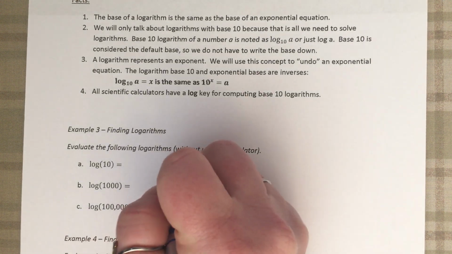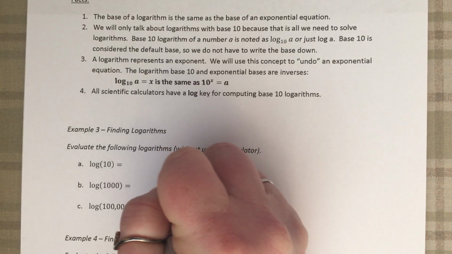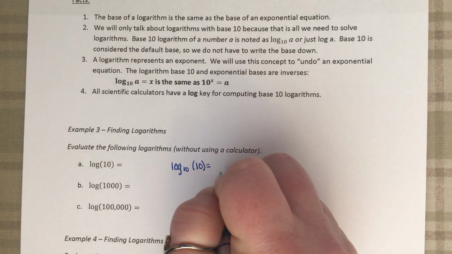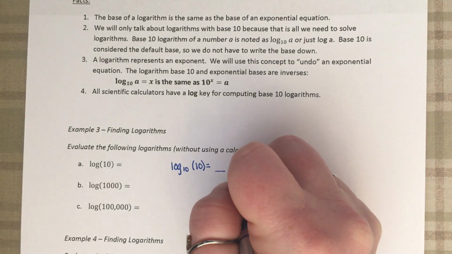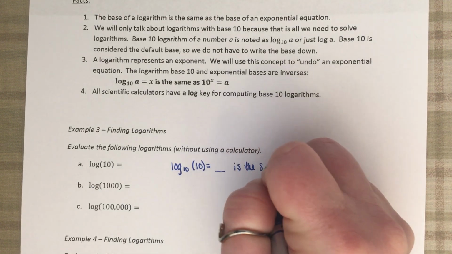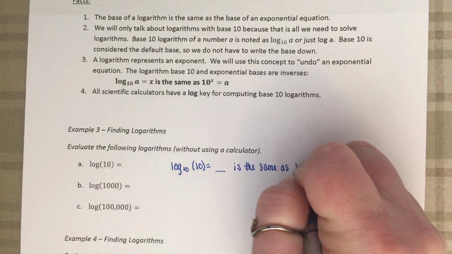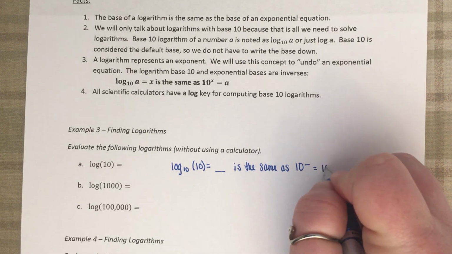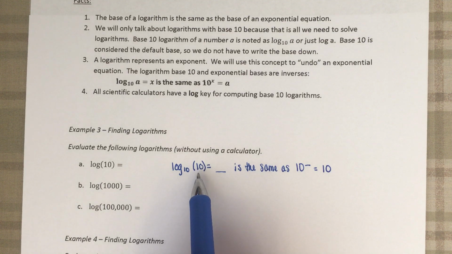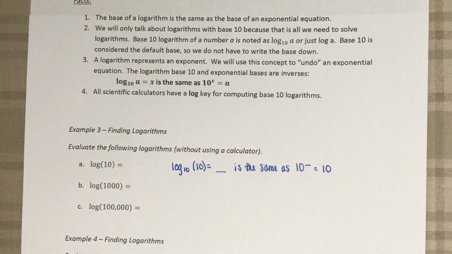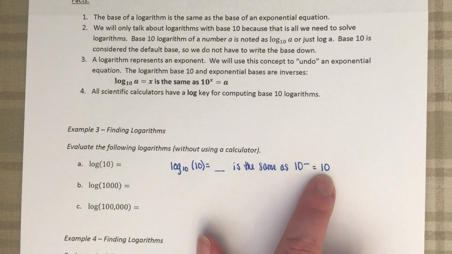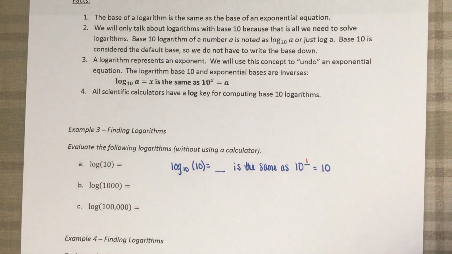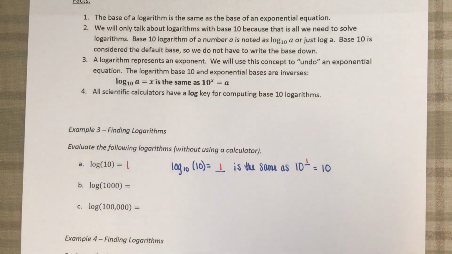So if we look at example A, what we're thinking about is the log base 10 of 10, and then we're looking for this missing number here. That is the same as 10 to that missing number equals what we have in our parentheses, which is our 10. So 10 to what power equals 10? That's basically the question that we're answering. Well, 10 to the first equals 10. So our log base 10 of 10 is equal to 1.